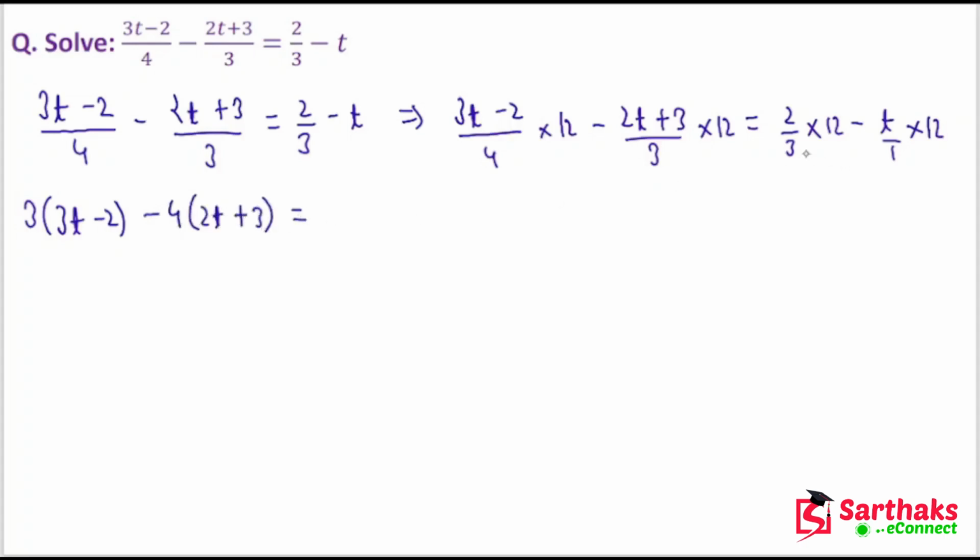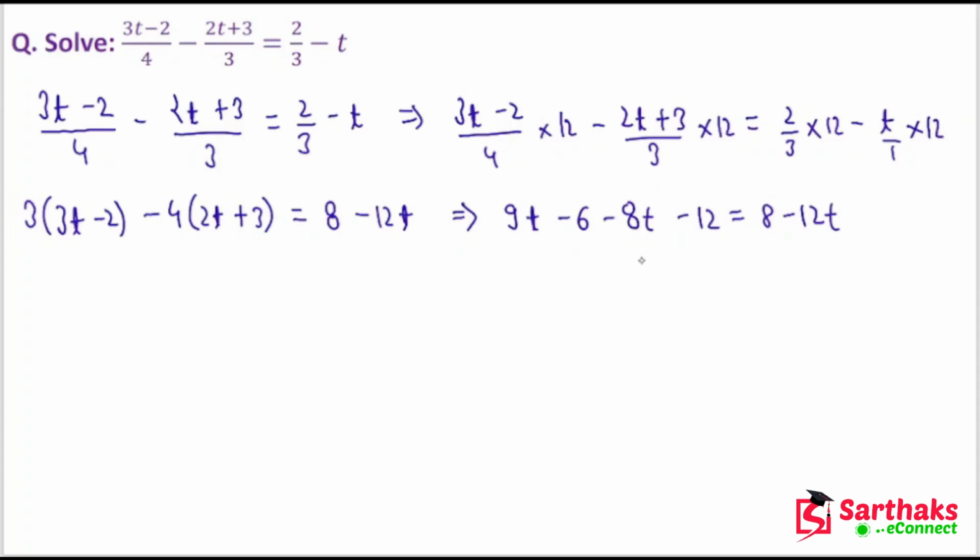Here 3 will cancel 12, we'll get 4 into 2, that is 8, minus 12t. Again solving them, we'll get 3 into 3, that is 9t, minus 3 into 2 equals 6, minus 4 into 2t equals 8t, minus 4 into 3 is equal to minus 12, is equal to 8 minus 12t. So this is the required equation.